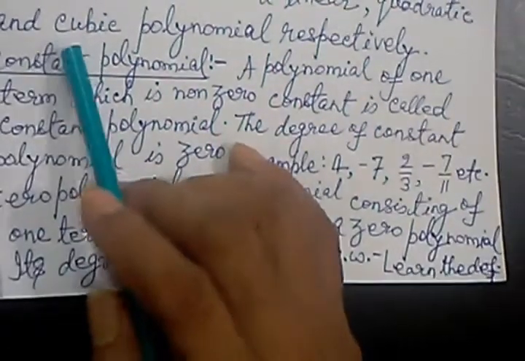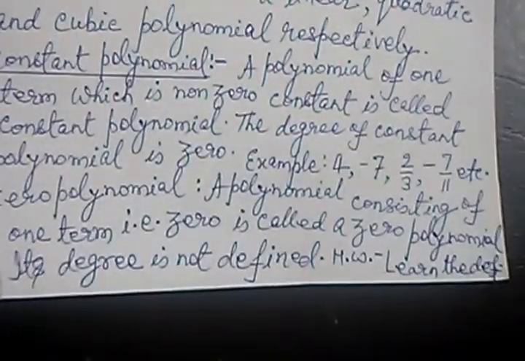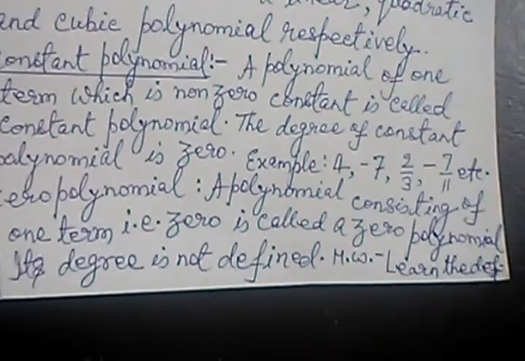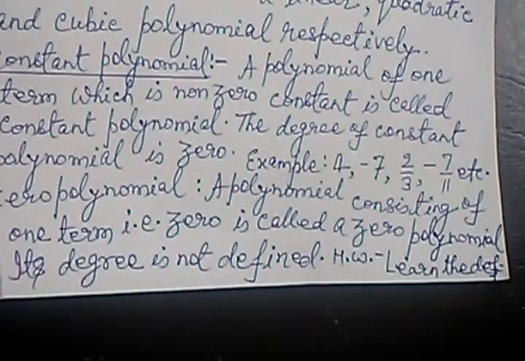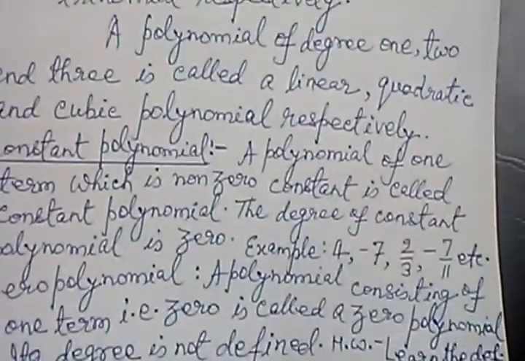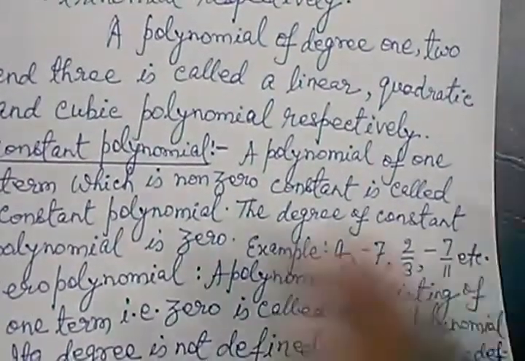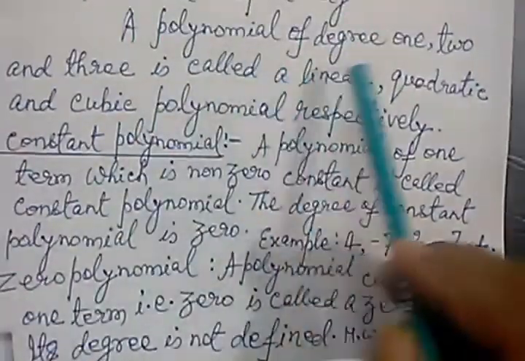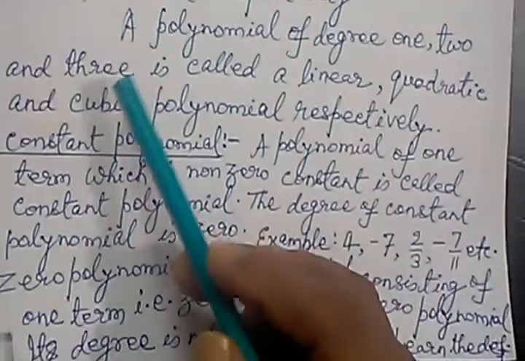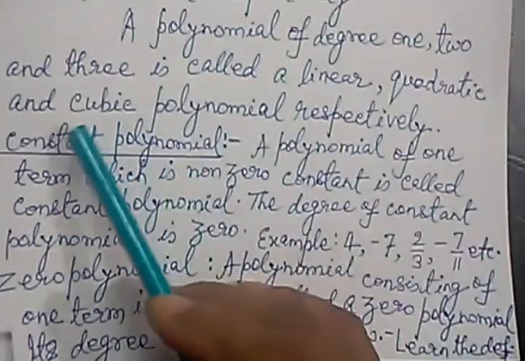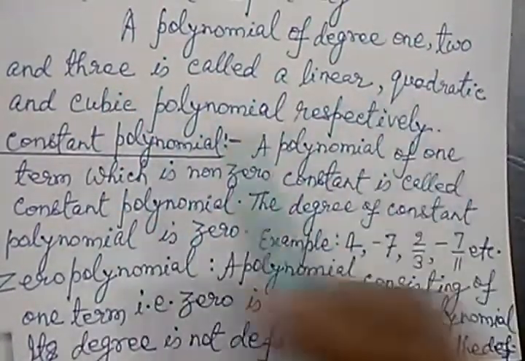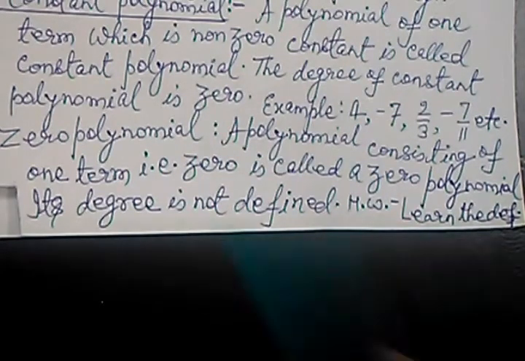I have written here only up to the 3 power. If a polynomial is having 4 power, then that is called biquadratic polynomial or quartic polynomial. Okay, so these are some categories or types of the polynomial. When the degree is 1, 2 or 3, then it is called linear, quadratic, cubic, and if the degree is 4, then it is called quartic or biquadratic. Please remember these terms.